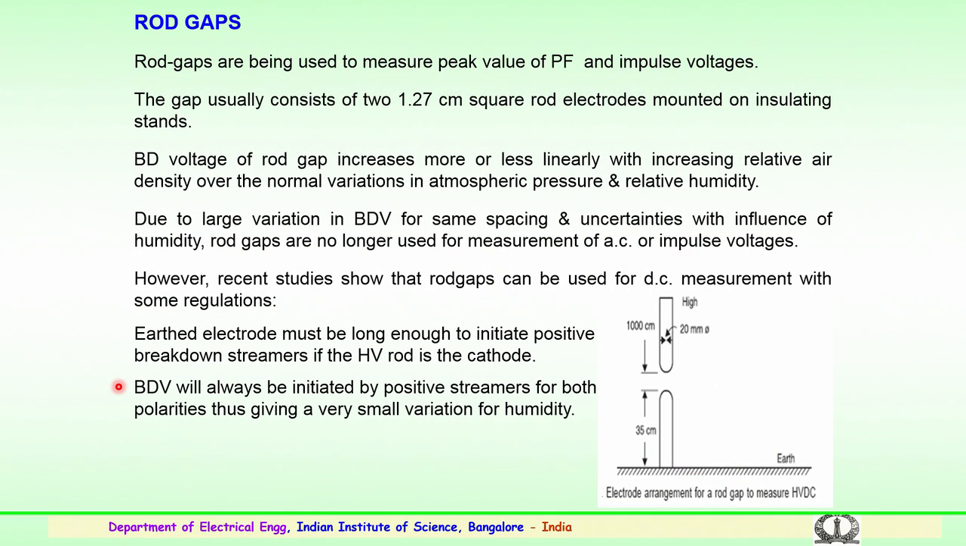So, rod gaps have also been introduced, like the sphere gaps. We have discussed the sphere gap assembly for the measurement of high AC, DC or impulse voltages. Similarly, rod gaps were also used for measurement of peak voltages, particularly for power frequency and impulse voltages. Here the gap usually consists of two standard rods of square cross-section, with a 1.27 centimeter side, again the standard dimensions, mounted on insulating stands as shown here.